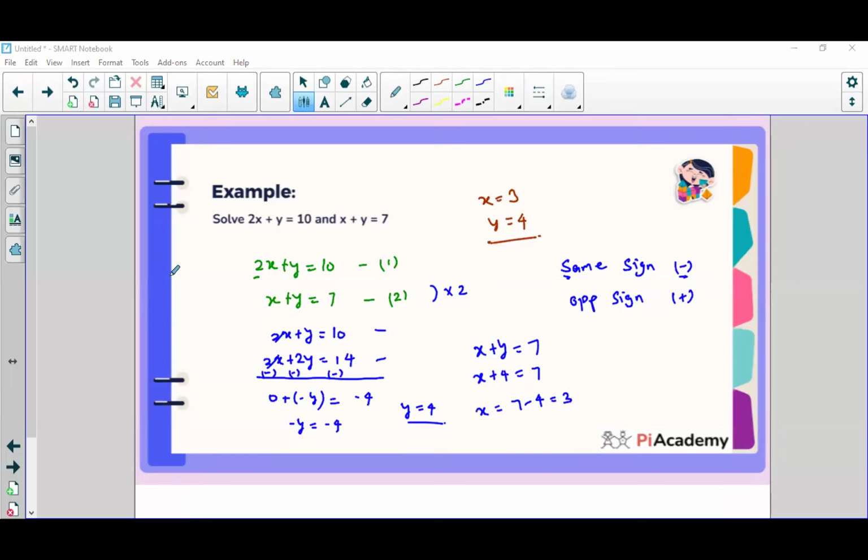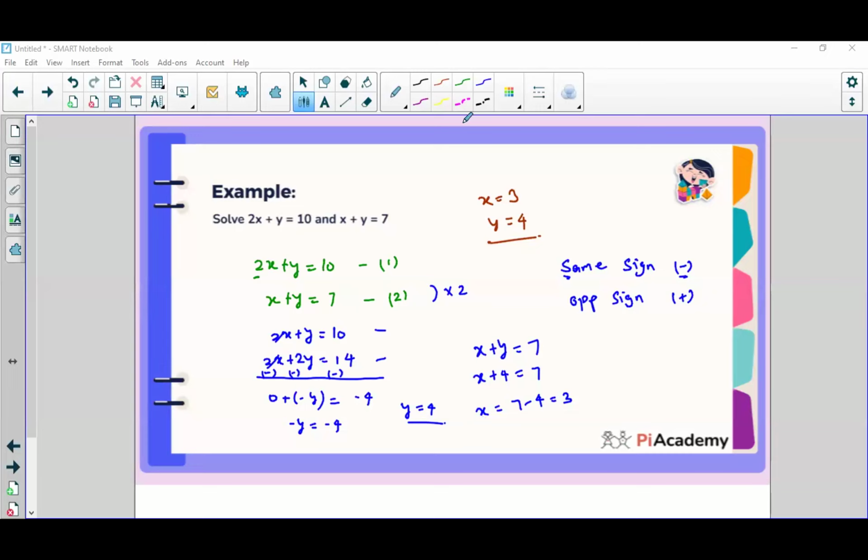Yes, students are saying we can directly do equation number 1 minus equation number 2. Yes, that is also a very easy way. I just wanted to show how to make the coefficients equal. In the case of y, the coefficients are already equal, so you can directly subtract them: equation number 1 minus equation number 2. Here you will be able to eliminate y and you will get the value for x. So you can apply either one.